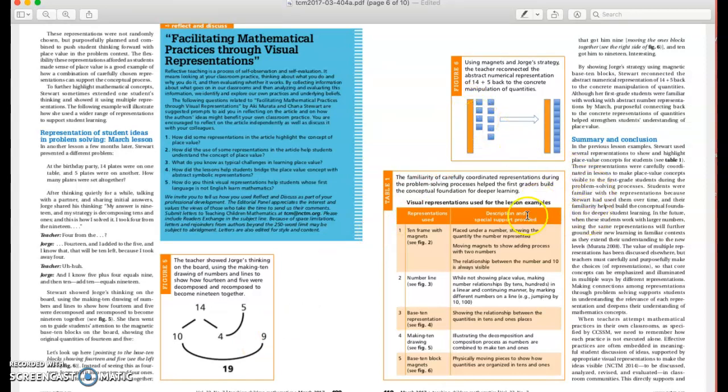This table here shows all the visual representations Stewart used with her class in these two addition problem examples and how it supports their learning. So you can see she used the 10 frame with magnets, the number line, the base 10 representation, the making 10 drawing, and the base 10 magnets in only those two addition problems. The conclusion here discusses how the students, as they move on to work with larger numbers, will be able to use the same representations to extend their understanding to the next level.